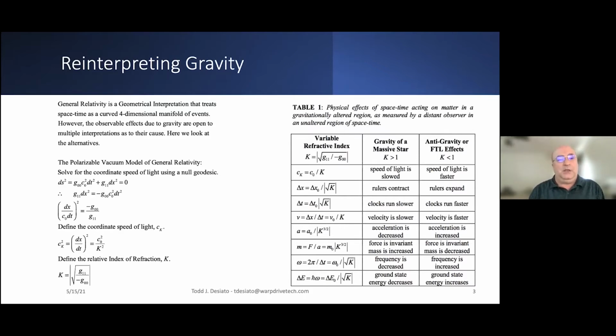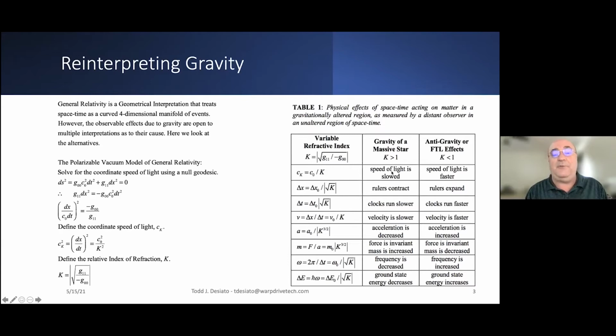Now, from the opposite perspective, if you're down inside the gravity well, again, you've got a benchtop, you're measuring the speed of light on your bench, and you get c. It's the same as it was far away. But now, from your perspective down in the gravity well, looking out, you see clocks running faster, rulers stretched, the speed of light faster, and power greater. So this is what I mean by reversing it. We have to look at things that cause your ruler to stretch and your clock to run fast. And in terms of the polarizable vacuum model, we use K as a refractive index.